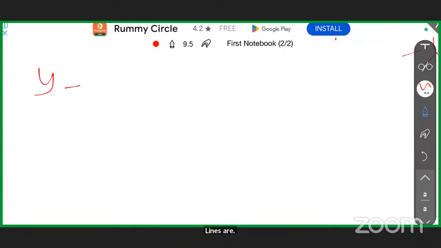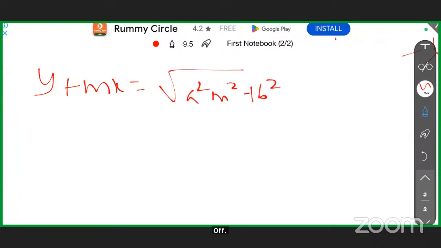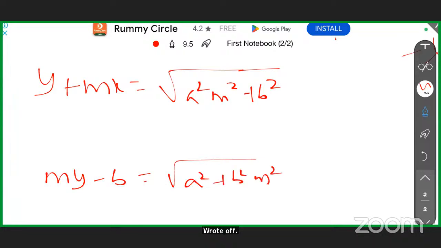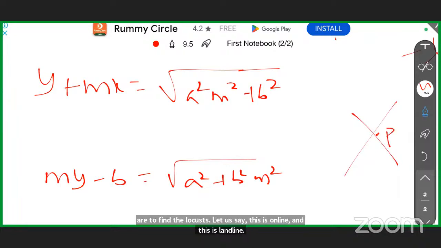y plus mx is equal to root of a square m square plus b square, and my minus b is equal to root of a square plus b square m square. So now we have to find the locus of the point. Let us say this is one line and this is one line. But there is one intersection point P. We have to find the locus of that point P here.